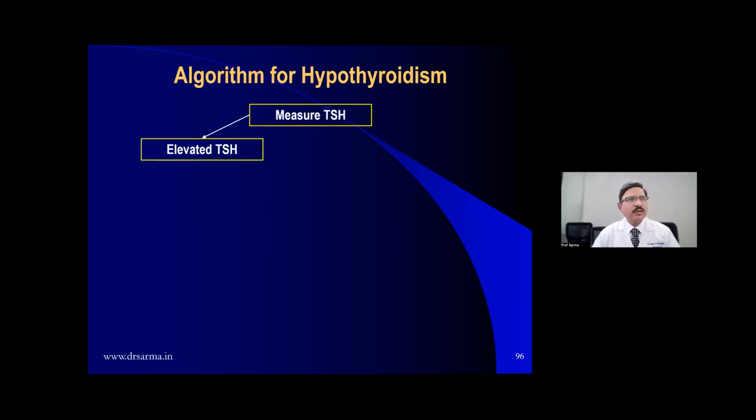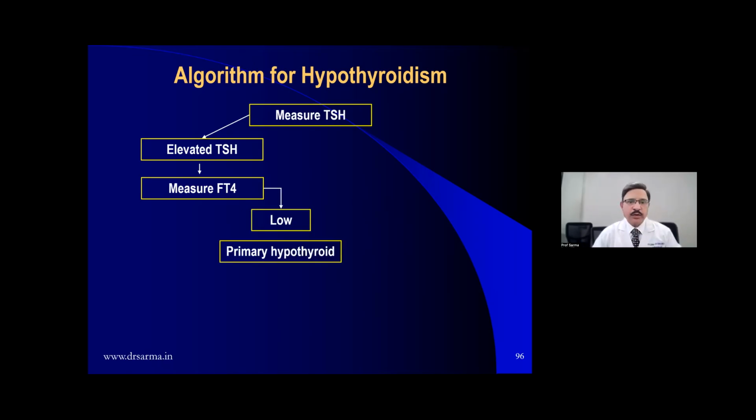Elevated TSH means the pituitary is informed that there is no thyroxine in the blood. That's why it is secreting more TSH. Then look at the FT4. FT4 must be very low. Low FT4 and elevated TSH means primary hypothyroidism. TSH is high, FT4 is low: primary hypothyroidism.